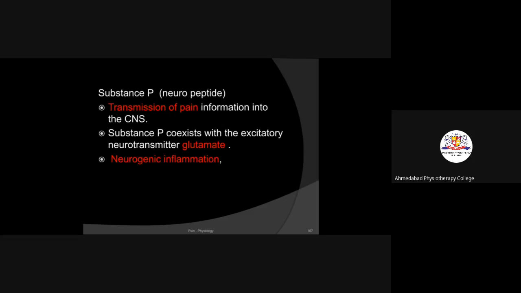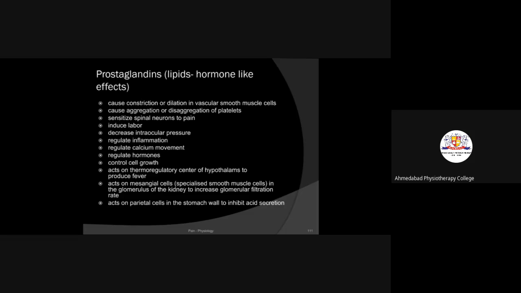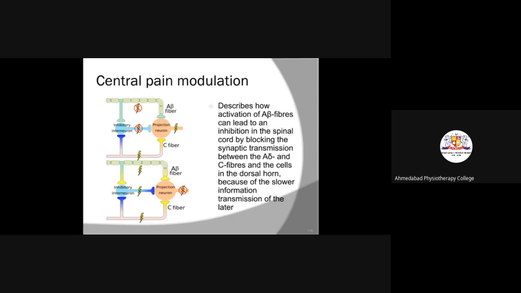I will be sending you one presentation and one book, soft copy, that you can read. So this is substance P, bradykinin, histamine, calcitonin gene related peptide, prostaglandin. These are the chemicals which are released at once when we have a natural pain perception.